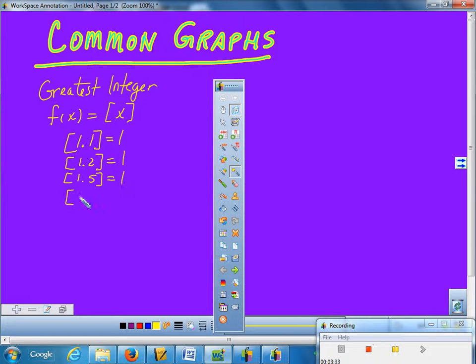If I do 1.9999999, it goes back to 1. But the moment I get to 2, it's on 2. And then 2.1 is on 2. So when you graph this, you'll notice it stays on the same y-coordinate, and then all of a sudden it's going to hop to 2. And it's going to stay on that same y-coordinate, and it's going to hop, which is why we get the stair-step look.